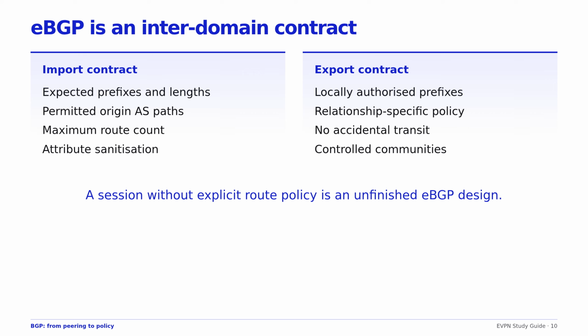Those defaults are useful, but they are not the contract. The contract is explicit policy. Customer prefixes are not the same as a default route from a provider, and a peer must not accidentally turn your network into transit. Treat every eBGP edge as untrusted input and constrained output, including private data center interconnects.